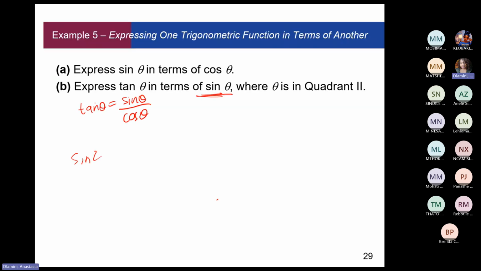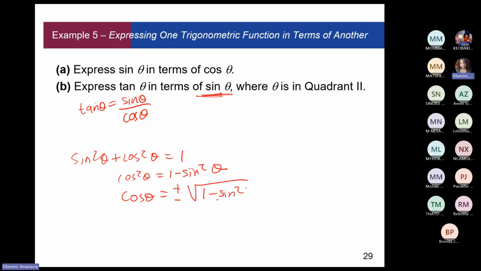What did I do? Sine squared theta plus cos squared theta is equal to 1, because we want cos only. So cos squared theta is equal to 1 minus sine squared theta. Then cos theta is equal to plus or minus the square root of 1 minus sine squared theta. How do we decide on the sign of cos?